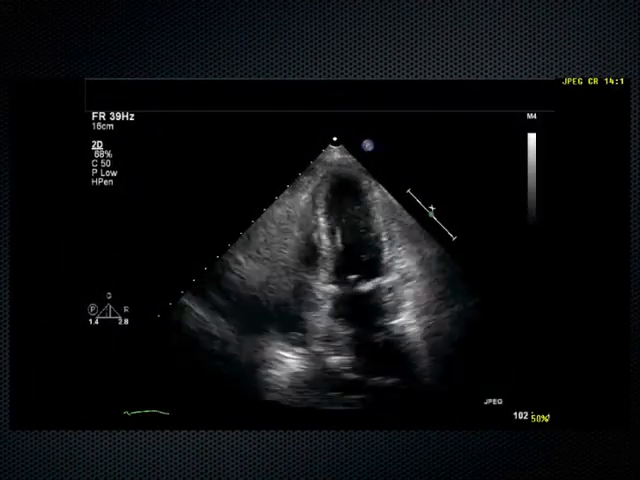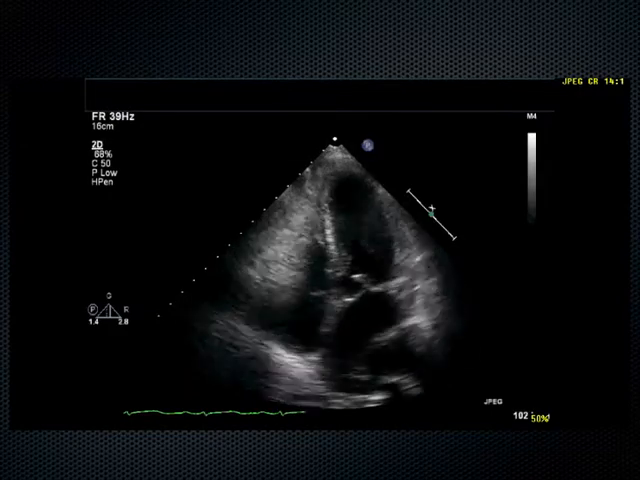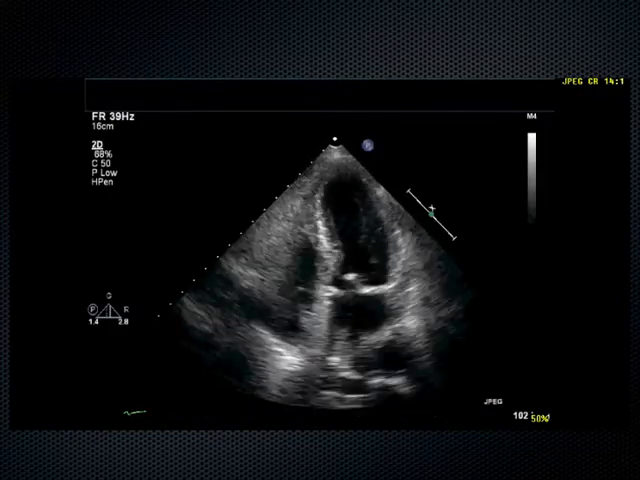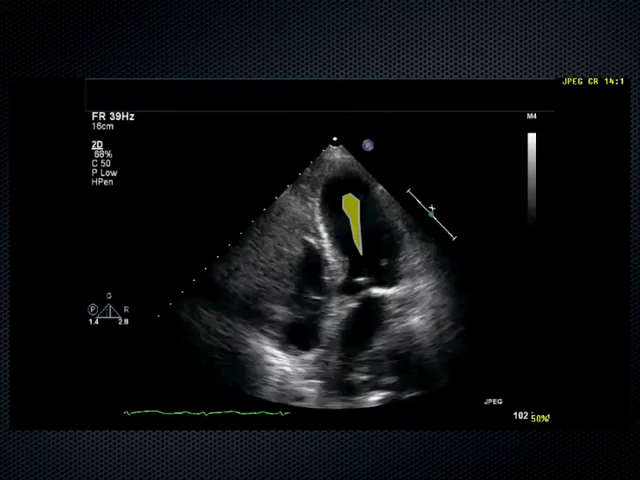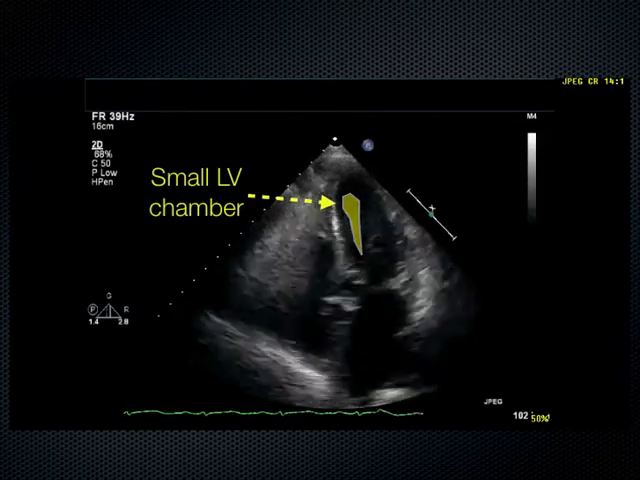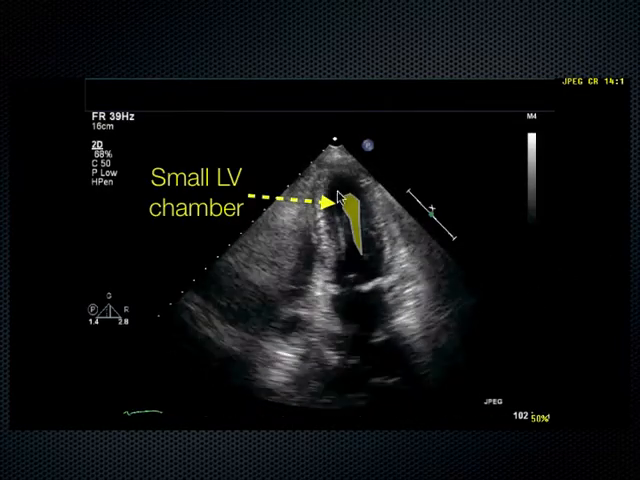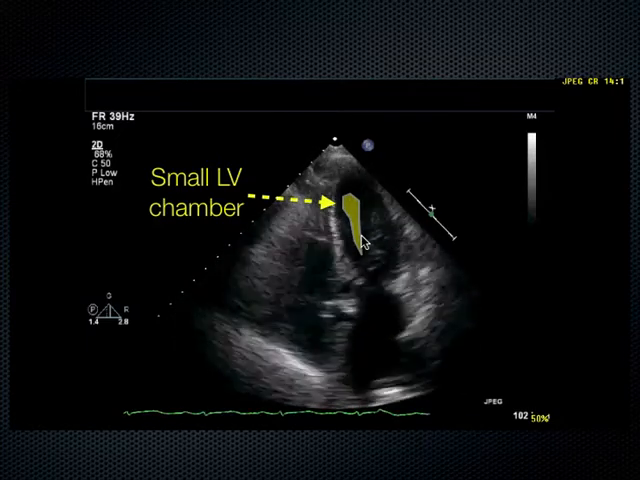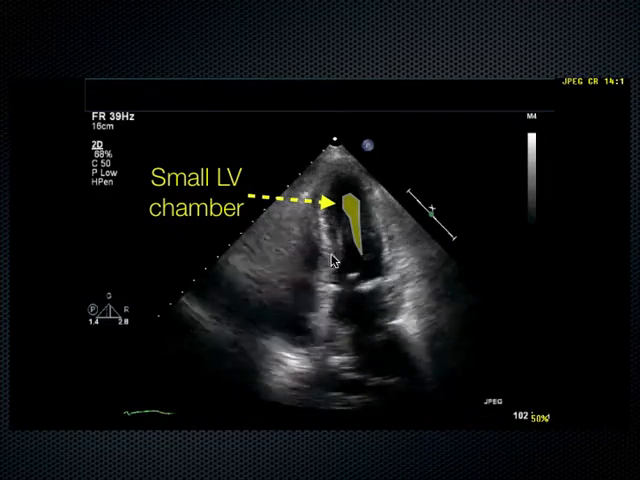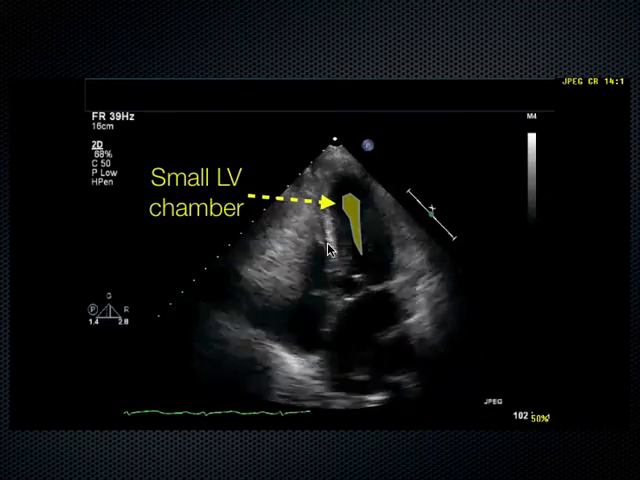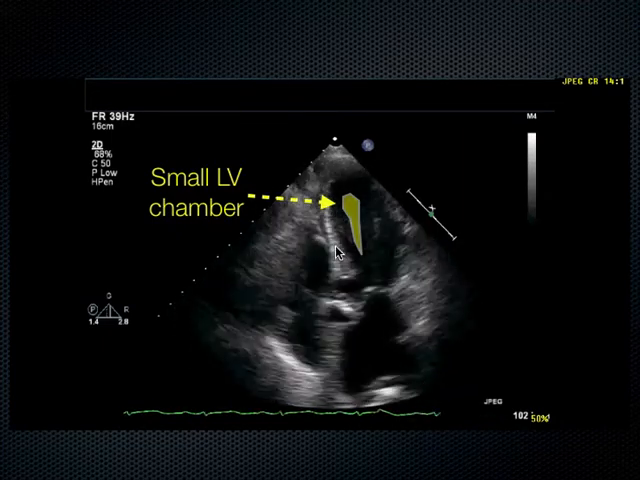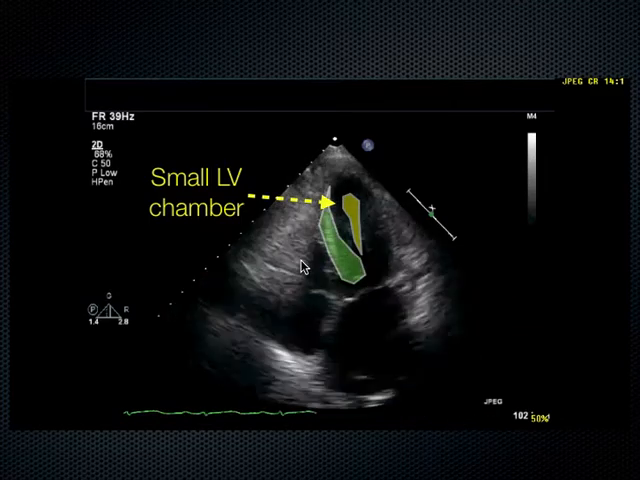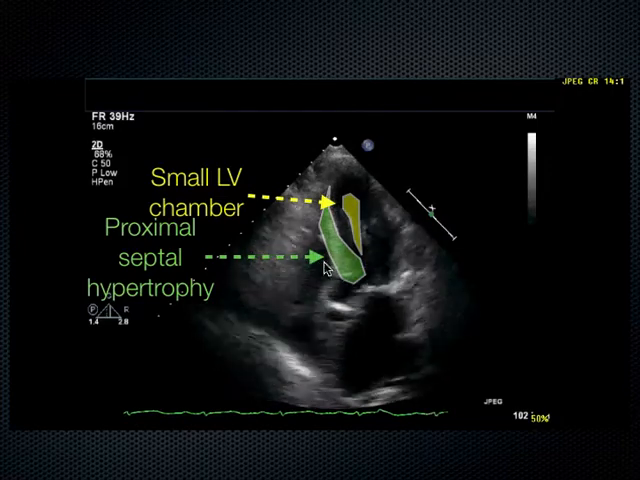And so, in this case, we can see that the patient's got a very small left ventricular chamber. In fact, the walls are coming in and essentially kissing themselves, and this is what's known as a hyperdynamic heart. And we can also see that the septum of the heart is right here, and it's got a lot of hypertrophy to it. We can see that it's definitely more than the 1.2 centimeters.